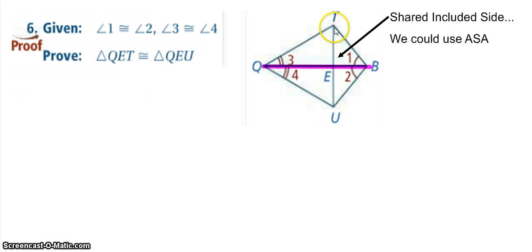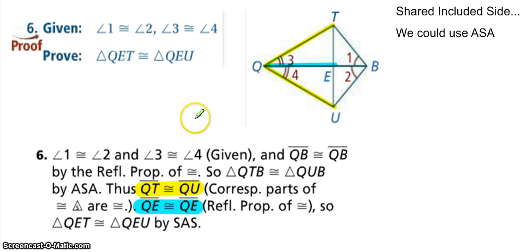So if I look at the triangle QTB and the triangle QUB, we could prove these congruent based off angle, side, angle congruence. And since we know those triangles are congruent, I can then say that QT is congruent to QU because of CPCTC. And then by the reflexive property, I can show that QE will be congruent to itself. And from there, I have a side, an angle, and a side. Remember, my angle is included between my two sides, but I can prove these two triangles congruent.